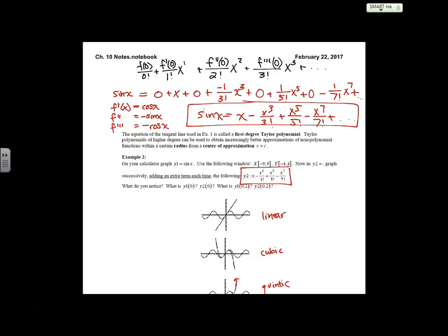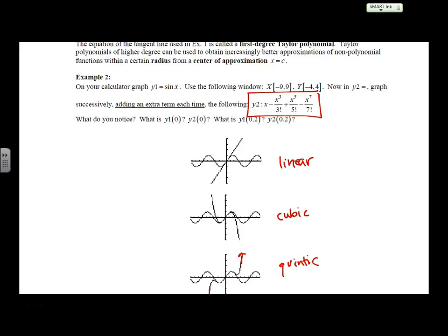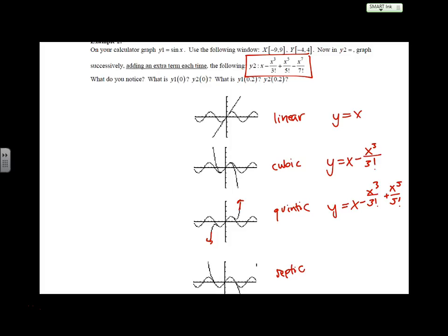Yeah. Maybe. So then when you guys were thinking of how to get closer and closer and closer, the first one is just going to be y equals x, right? The second one is going to be y equals x minus x cubed over 3 factorial. The third is going to be y equals x minus x cubed over 3 factorial plus x to the 5th over 5 factorial. And each of these are approximations for sine.